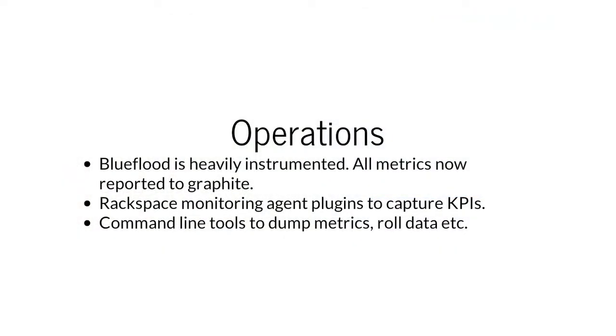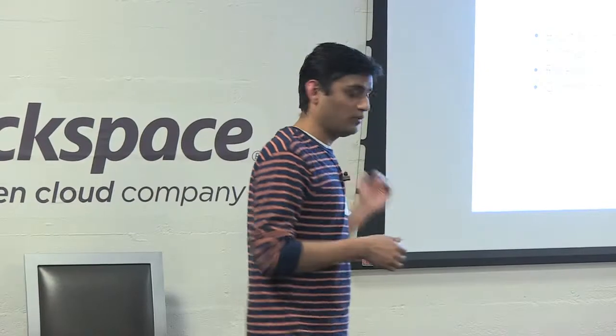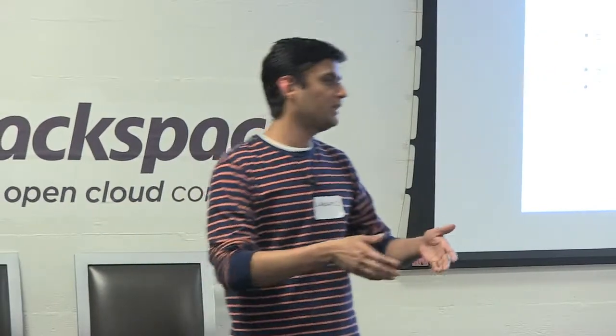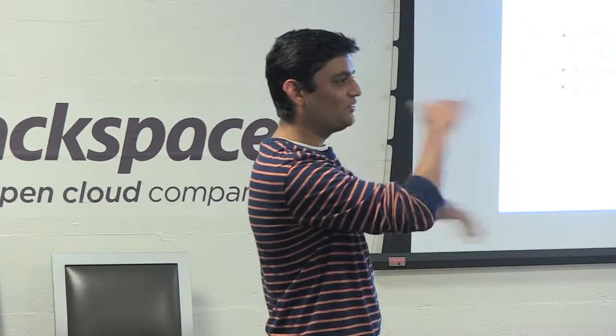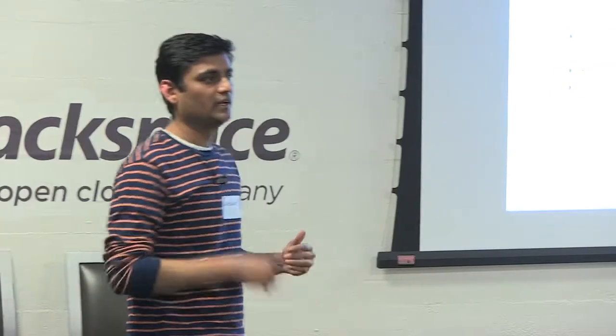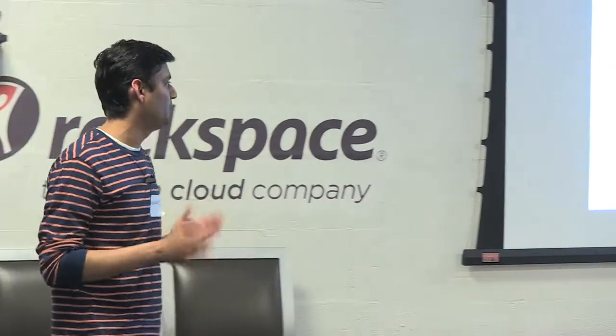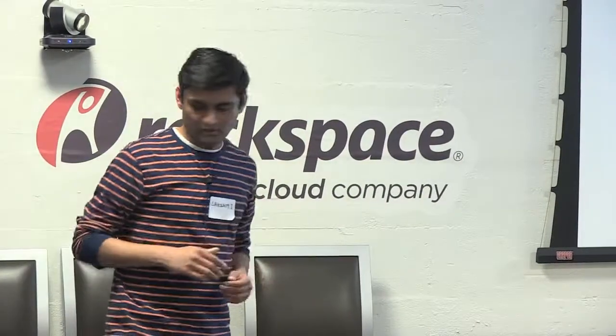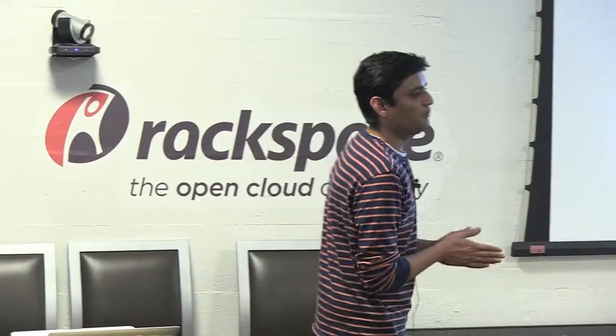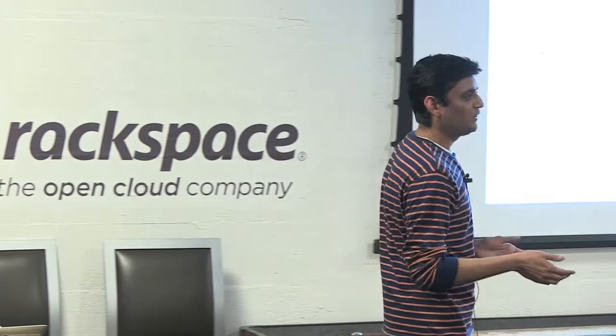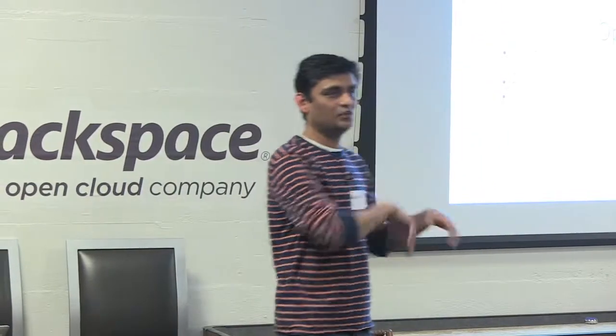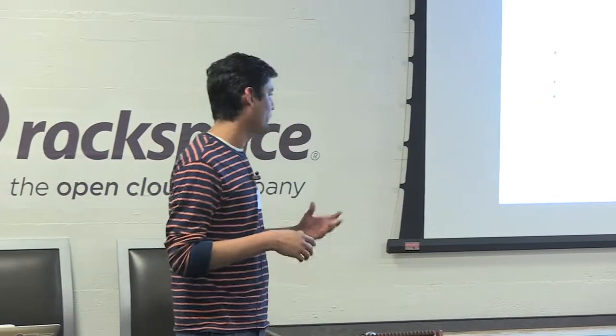So more about operations. Blueflood is heavily instrumented. We use the Codahale metrics library in Java, which basically summarizes all the metrics collected from Blueflood. We today use Graphite to observe our stuff, but at some point we would be deprecating that and switching to Blueflood itself. Some work has been done. I'll talk about it a little later. We also use Rackspace monitoring agent plugins to capture KPIs from Blueflood and write into Blueflood. So that's one way of dogfooding this system.